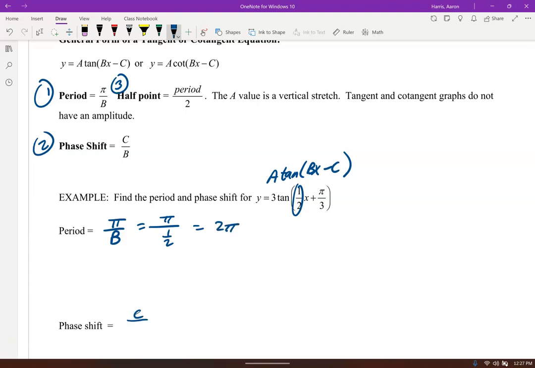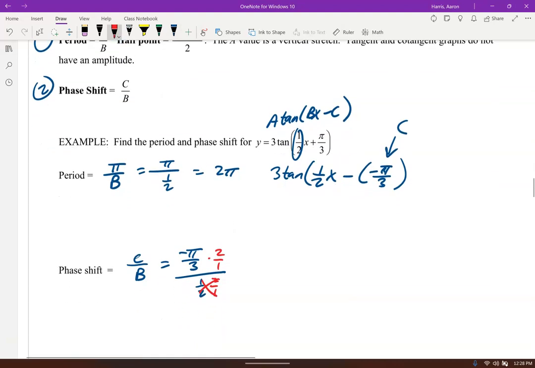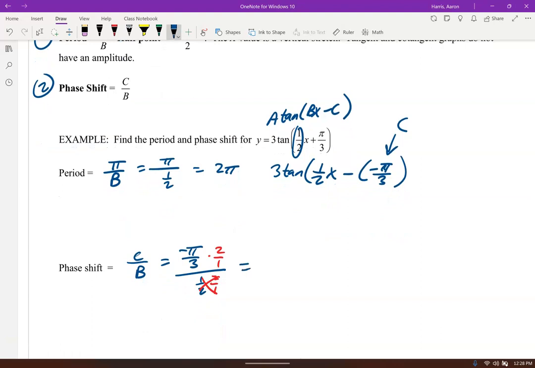Our phase shift is c over b. Here our c is, think about this as 1/2 x minus a negative pi/3, right? There's our c. It's following the minus. Negative times a negative is a positive. So the c here is negative pi/3 over our b, which is the 1/2. So again, flip that, and we got negative 2 pi over 3. Phase shift is negative 2 pi over 3.